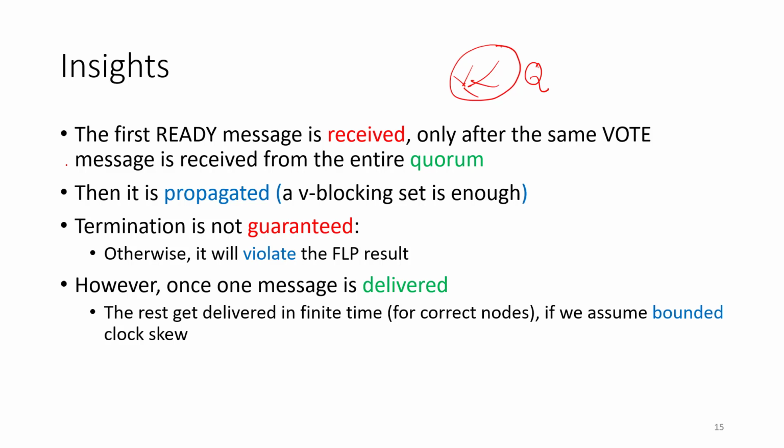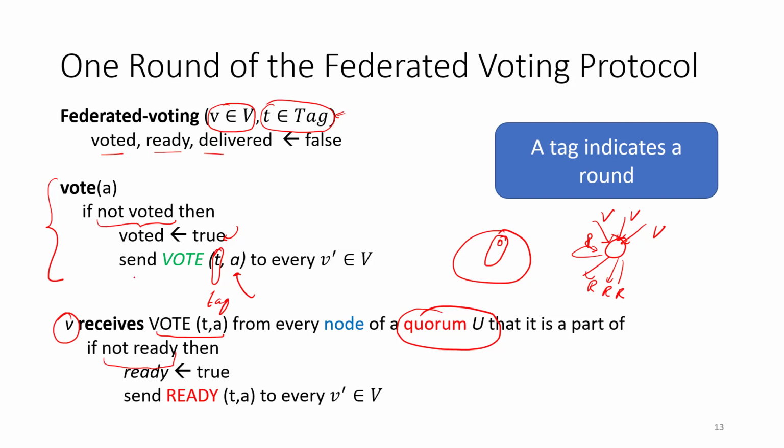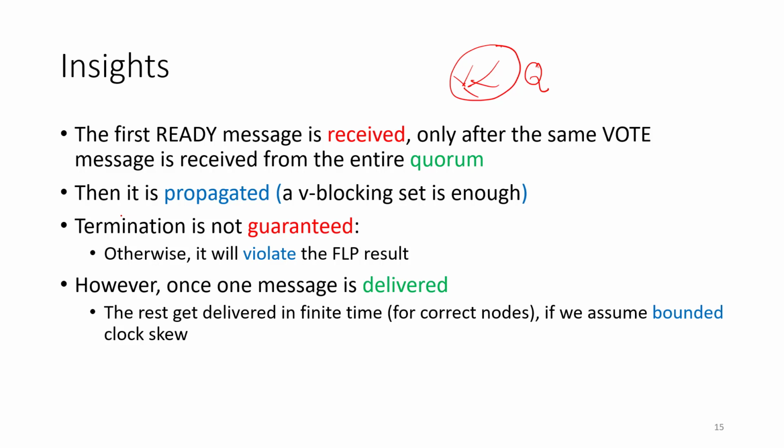Termination is not guaranteed, because if it were, that would violate the FLP result. And in particular, the first phase is the one that causes the problems primarily. However, once a message is delivered, what does that mean? Well, it means that a full quorum has voted for the message. So it's not going to vote for any other message. That is being ensured with this line, right? If it's not going to vote for any other message and no other message can be delivered, we are at least assured that it's only this message which is going to be delivered.